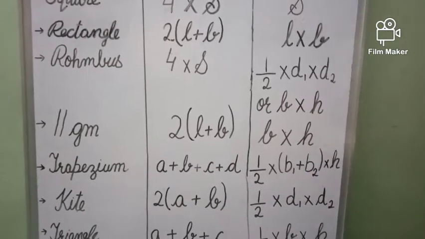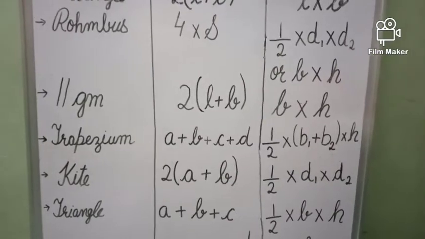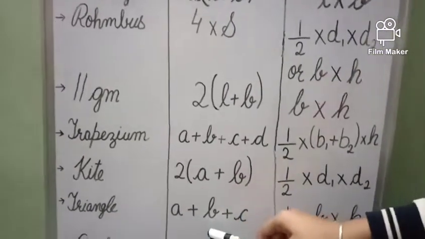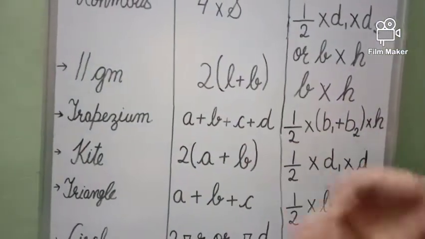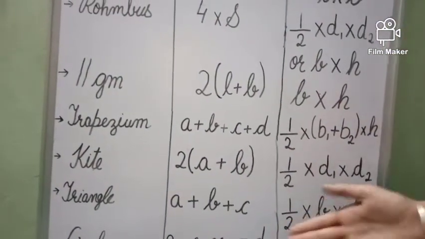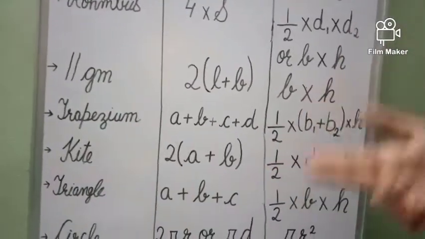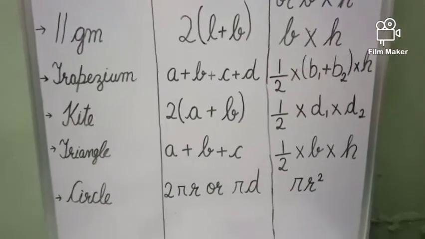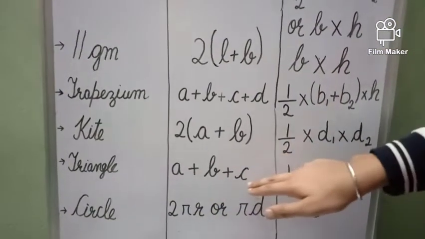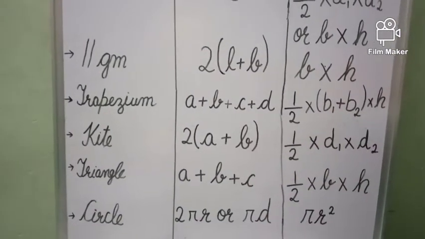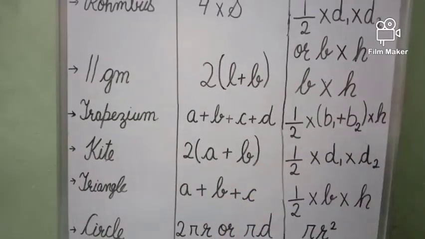Our next figure is a triangle. So the formula to find the perimeter of a triangle is A plus B plus C. It means that we have to add all the sides. If it is an equilateral triangle, then we'll write 3A. If it is an isosceles triangle, then we'll write 2A plus B. And if it is a scalene triangle, then we'll write A plus B plus C, as in a scalene triangle we know that all the sides are different. So that's why we write A plus B plus C.